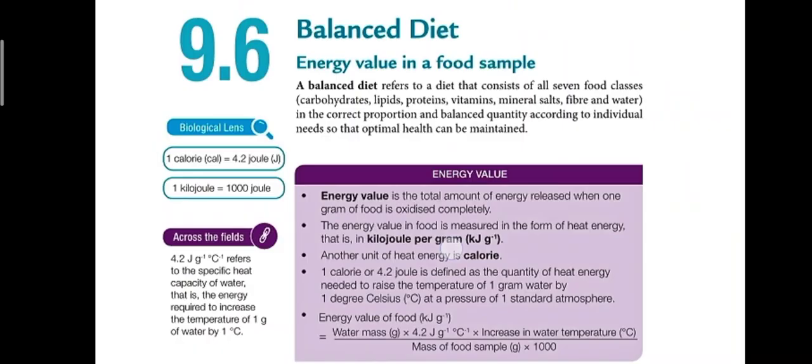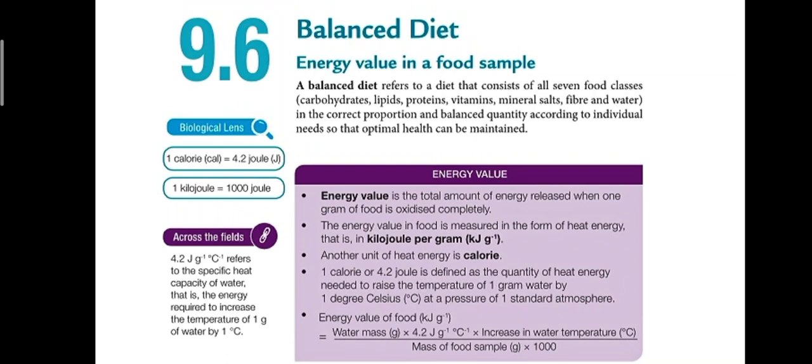Defecation. So, next subtopic is 9.6 balanced diet. The first one is energy value in a food sample. What is a balanced diet? A balanced diet means we eat all the 7 food classes, containing carbohydrate, lipids, protein, vitamin, mineral salt, fiber, and water. Semua ini kena ada dalam kita punya diet, dan dia punya proportion mesti betul. Correct proportion and balanced quantity, according to our needs and our health.